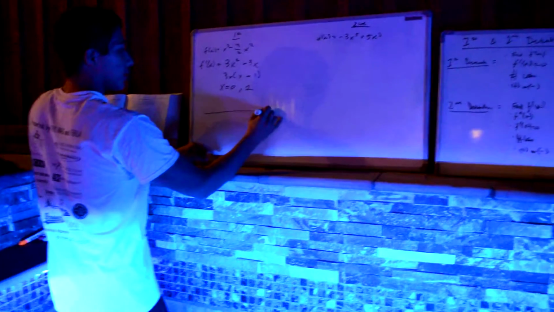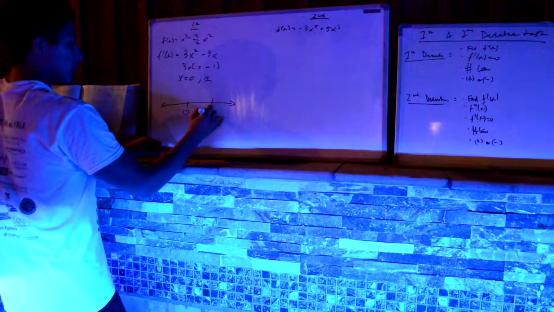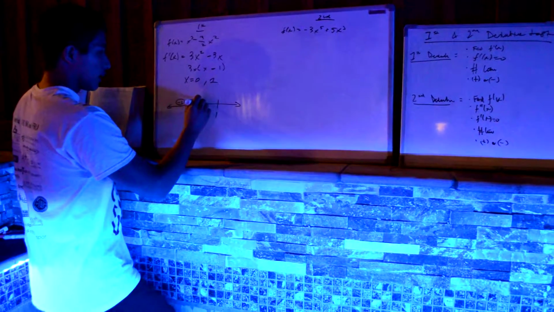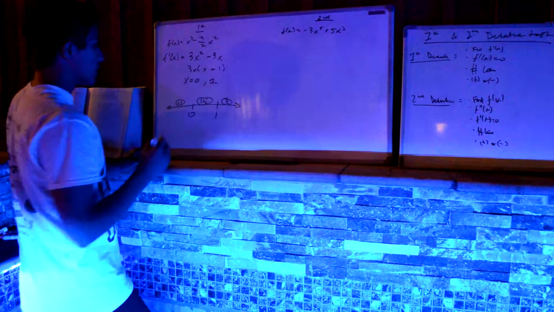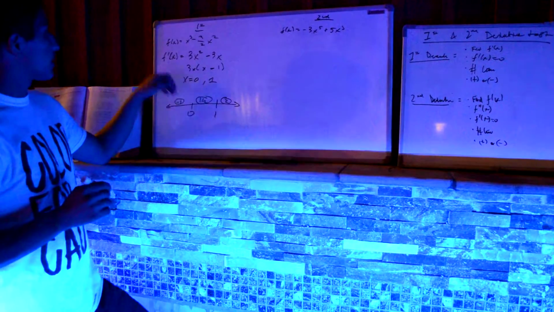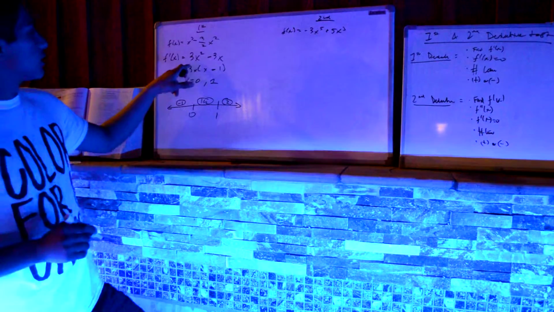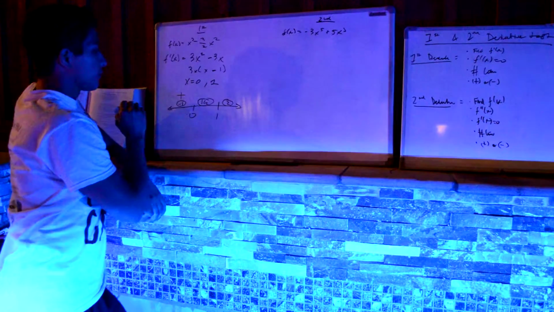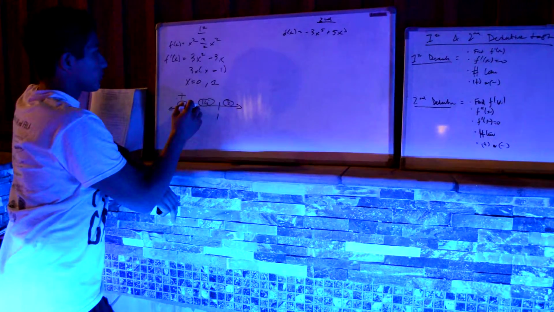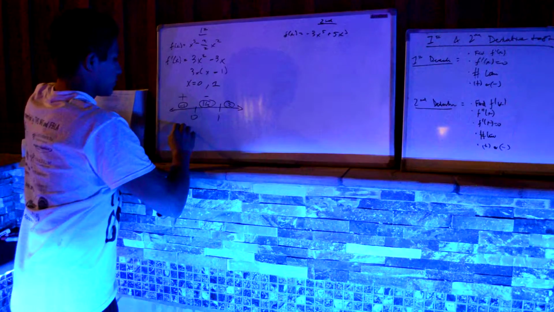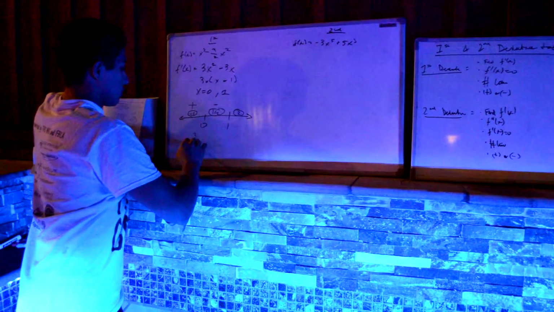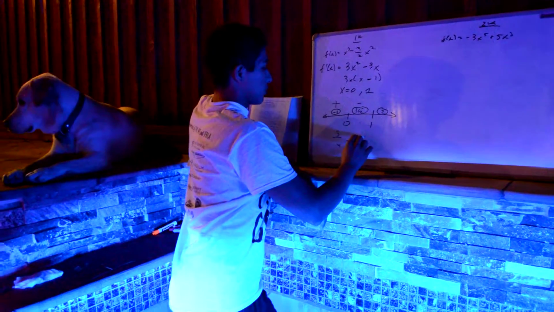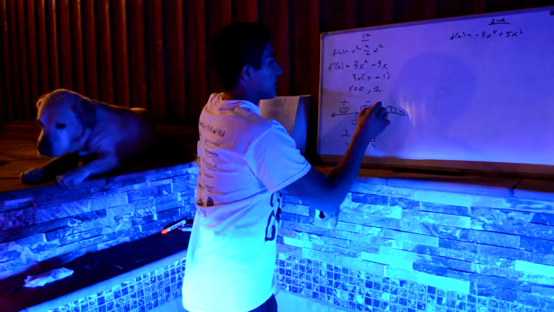So then we're going to graph on our number line. We're going to do 0 and 1. And then we're going to use test points, right, to see if it's positive or negative. So for negative 1, we're going to plug it back into the f prime. So that's positive. 1/2 will be negative, right? So 3 over 4 minus 3 over 2, it'll be negative. And then 2 will be positive.